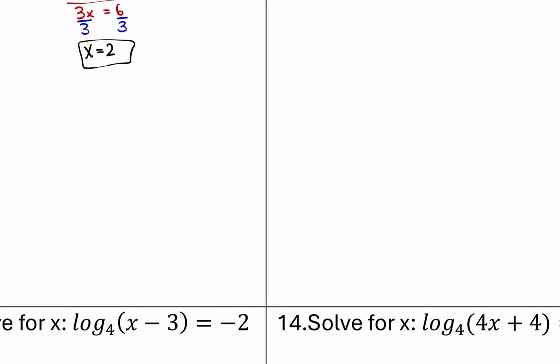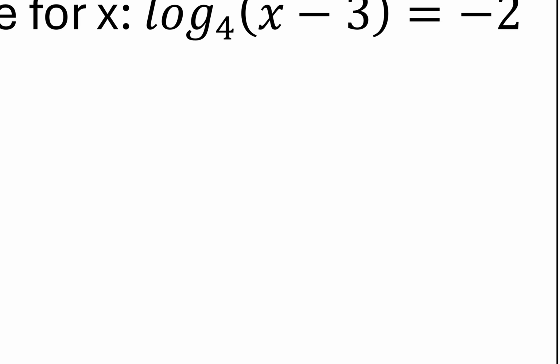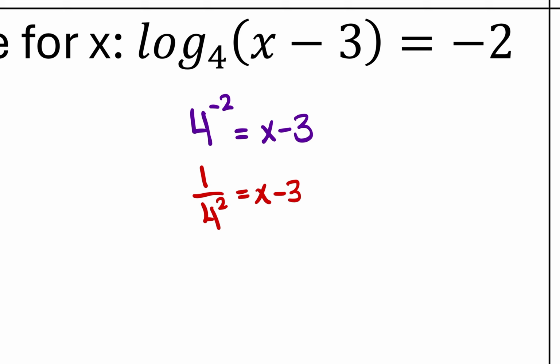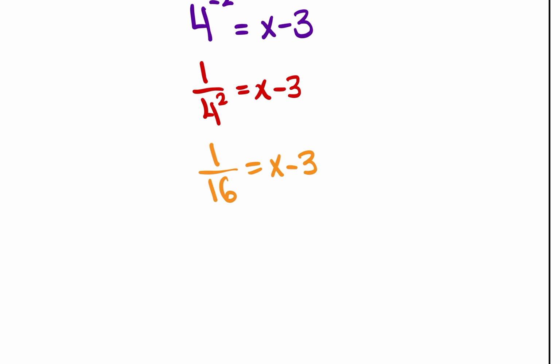Moving on to question number 13, we have log base 4 of x minus 3 is equal to negative 2. My first step is to convert this to the exponential form. I have 4 to the power of negative 2 is equal to x minus 3. We then convert the 4 to the negative 2 to be 1 over 4 to the 2nd, which is equal to x minus 3. And 1 over 4 to the 2nd will leave us with 1 over 16, which is equal to x minus 3. We then add 3 on both sides.